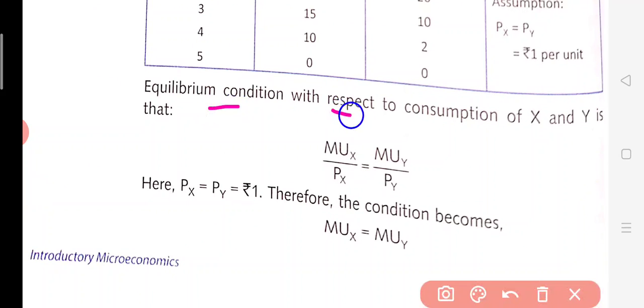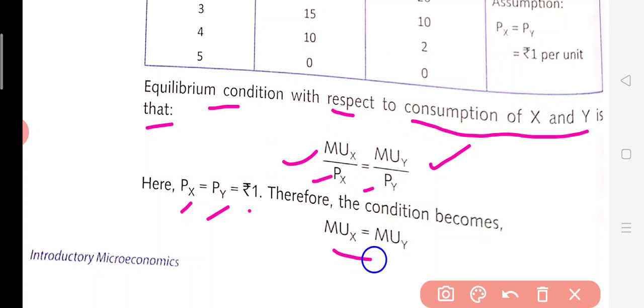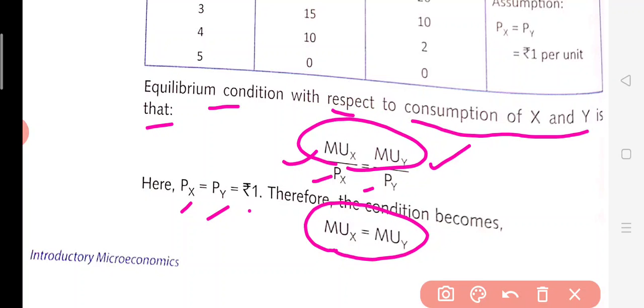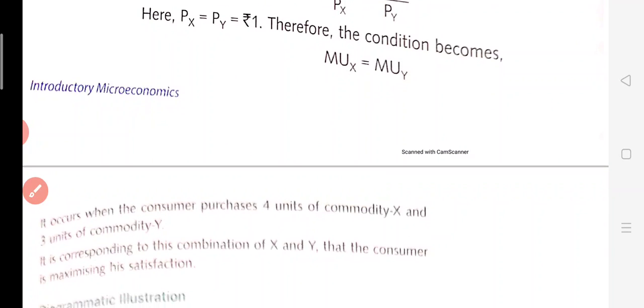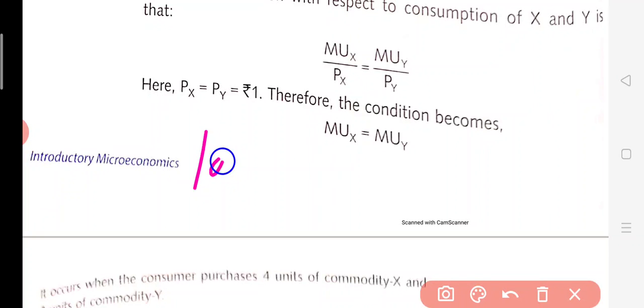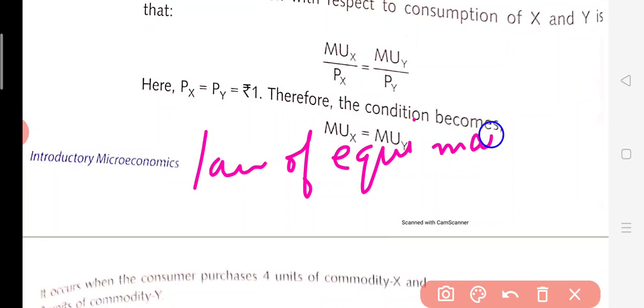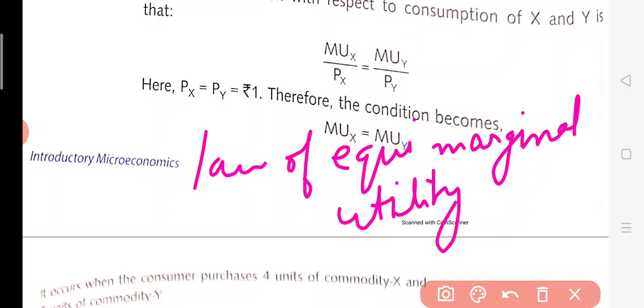Now the equilibrium condition with respect to consumption of X and Y is that MUx upon Px is equal to MUy upon Py. Here Px and Py are equal to 1, so the condition is just MUx is equal to MUy. Because Px and Py are 1, they become negligible, so there is no need to write them, and the equation becomes MUx is equal to MUy. So this is the condition for the two commodity case. There is another name for this two commodity case which you are learning. It is called the law of equi-marginal utility. Law of equi-marginal utility.